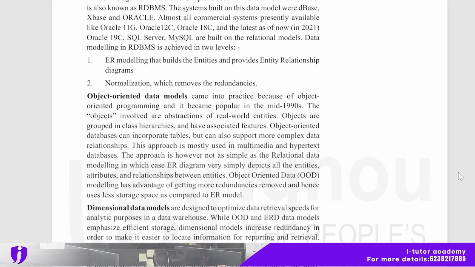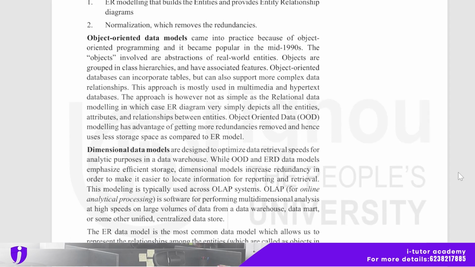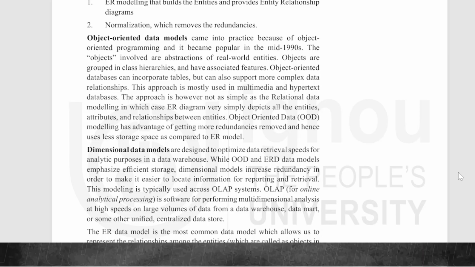There is ER modeling, which builds the entities and provides the entity relationship diagram, and normalization, which removes the redundancies. The object oriented data model came into practice because of object oriented programming, and it became popular in the mid 1990s. The objects involved are abstractions of real world entities, and objects are grouped in class hierarchies and have associated features. An object oriented database can incorporate tables but can also support more complex data relationships. This approach is mostly used in multimedia and hypertext databases.